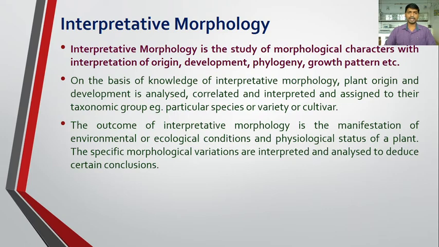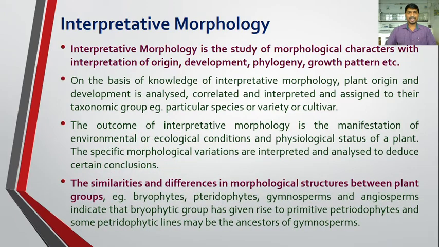The outcome of interpretative morphology is the manifestation of environmental or ecological conditions and the physiological status of a plant. The specific morphological variations are interpreted and analyzed to deduce certain conclusions. So interpretative morphology is mostly concerned with tracing out the origin, development and phylogeny of the plant, which is used for making correlations or finding dissimilarities between the different plant groups.